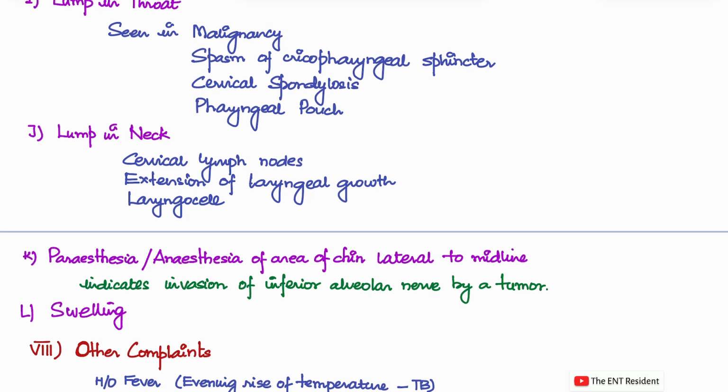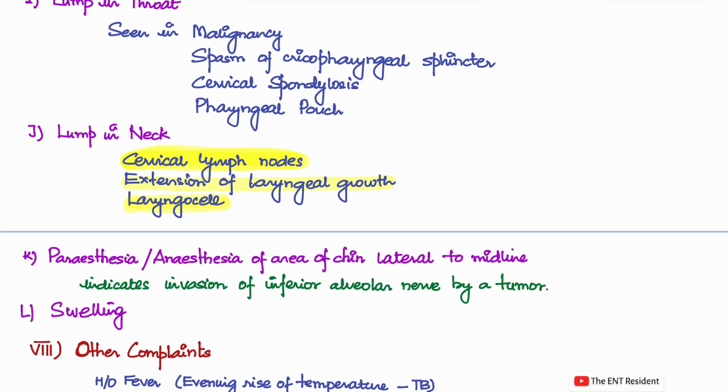A lump in the neck, the first important diagnosis here would be cervical lymph node involvement. And this will point towards a malignancy somewhere else in the throat or the body, where the cervical lymph nodes get involved secondarily. It could also indicate an extension of the laryngeal growth into the neck. It can also indicate a laryngocele. Next is a paresthesia or anesthesia of an area of the chin which is lateral to the midline.